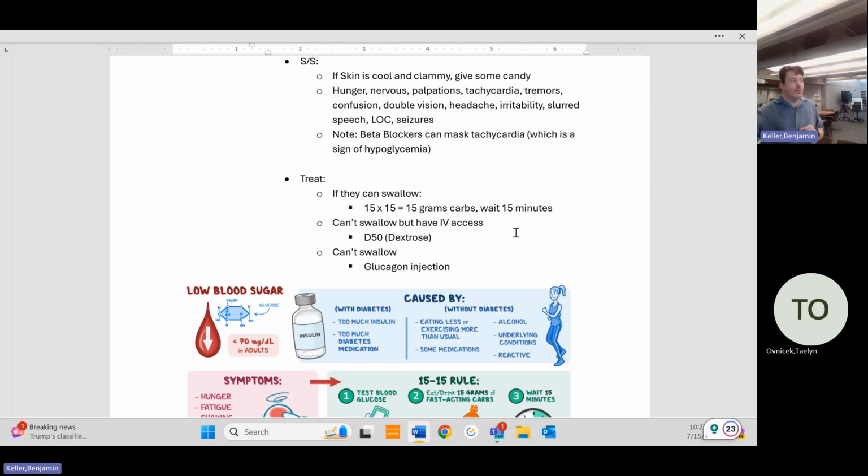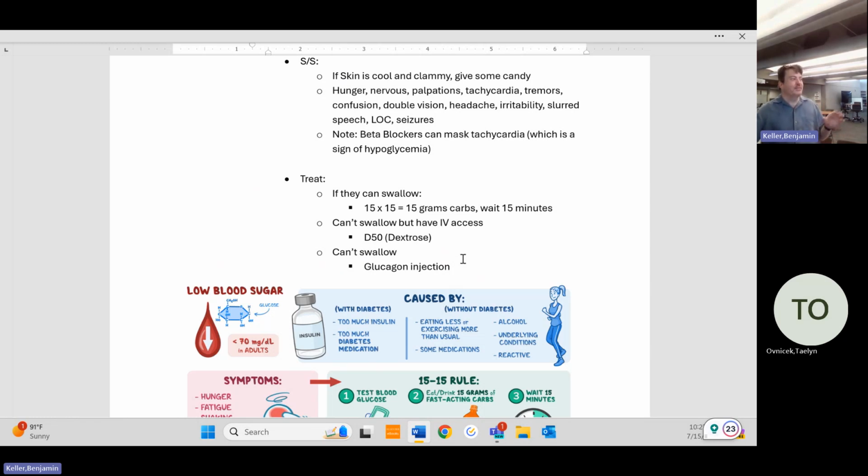If they can't swallow, really important, don't give them something to eat. This is often a test question. It'll be like somebody is comatose or lethargic and they have a blood sugar of 40. What do you do? And one of the options will be: give orange juice. The answer is no, you don't give orange juice to somebody who can't swallow. If they can't talk to you and they can't swallow, don't give them anything by mouth because they'll choke on it, and that's bad news.